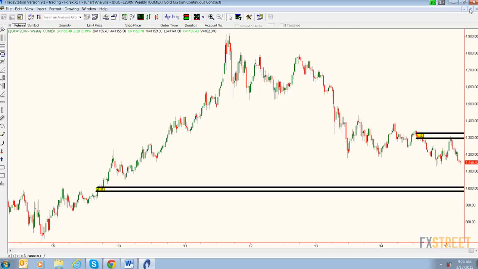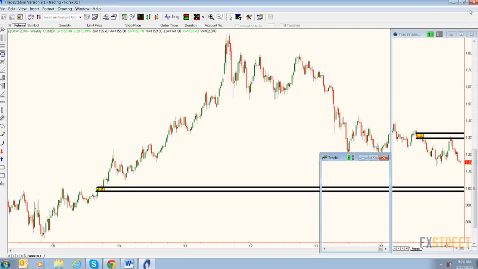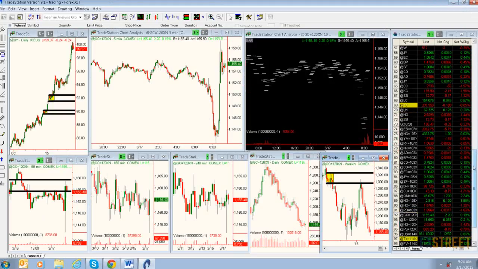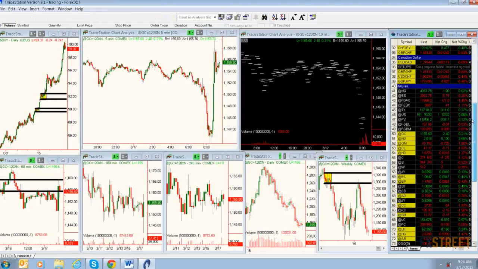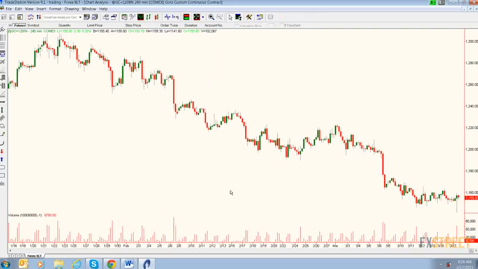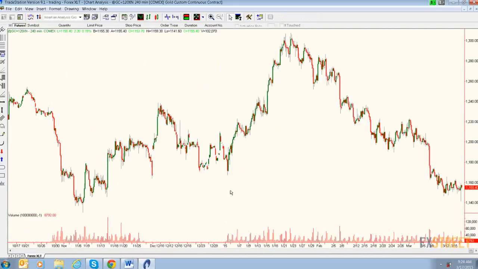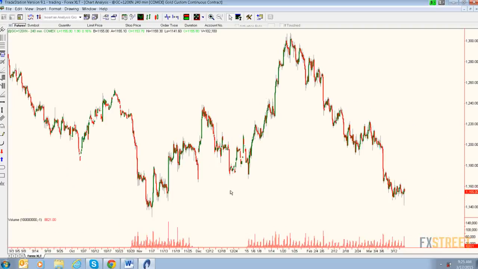So let's go to the smaller time frames here. Okay, and let's see if we can find some supply to short against. All right, Millen, I don't see why we can't do that. Here's the 4-hour chart of gold. Too big. Let me pull this one down.